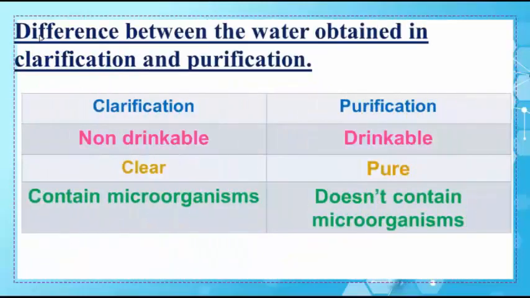Difference between the water obtained in clarification and purification. During clarification, the obtained water is non-drinkable, clear, and contains microorganisms, while the water obtained from the purification technique is drinkable, pure, and doesn't contain microorganisms.